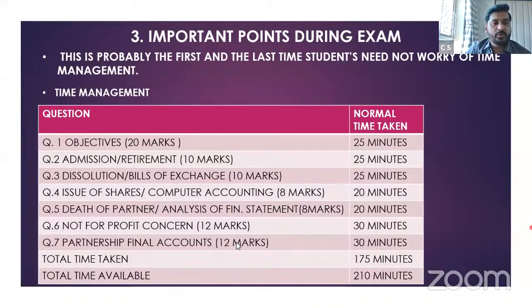In final accounts, is it okay if we write liabilities first? No, I would say it is better to write capital first. Keep enough space for capital account adjustments, 8 to 12 lines maybe, and then you can write liabilities.